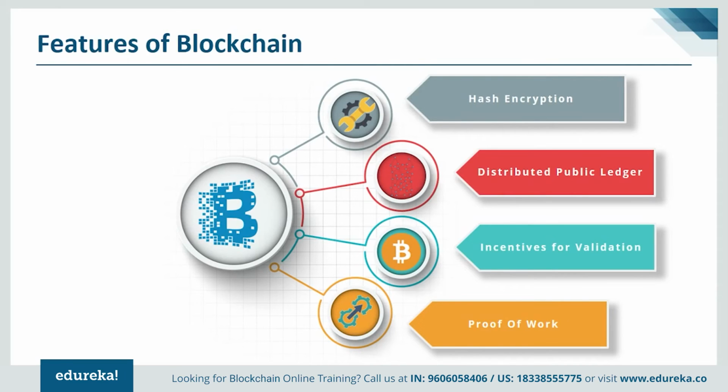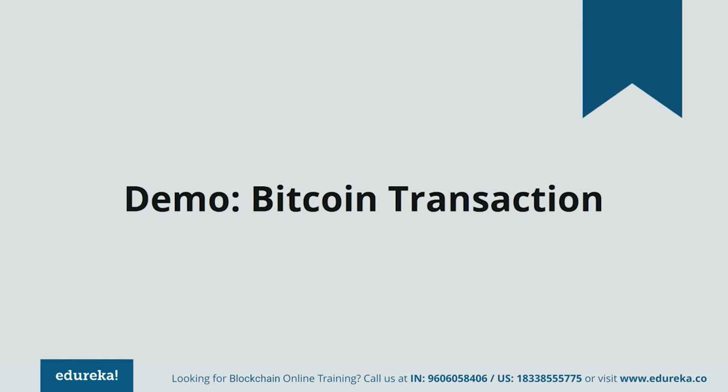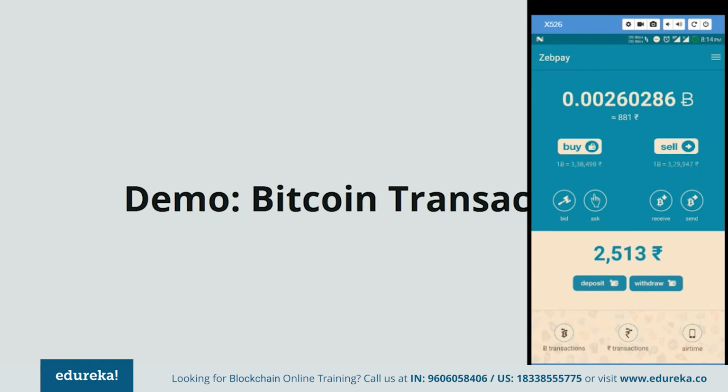Moving forward, we'll talk about how a Bitcoin transaction can take place and how you can purchase a Bitcoin. So this is the application that we would be using. This is the application known as ZPay that we will be using for buying Bitcoins as well as selling Bitcoins and trading as such. Now, I'll just give you a simple overview as to how you can perform transactions using the ZPay application.